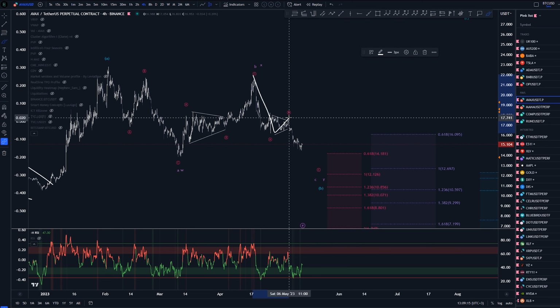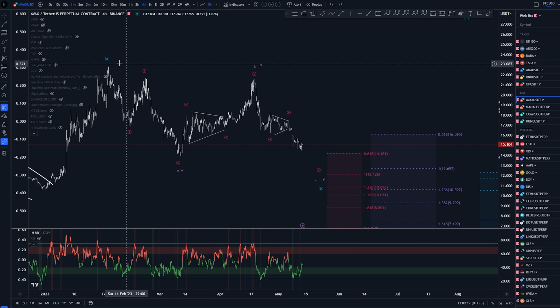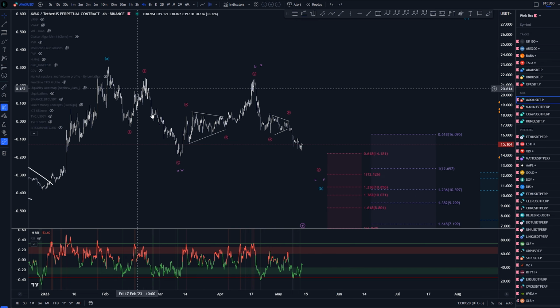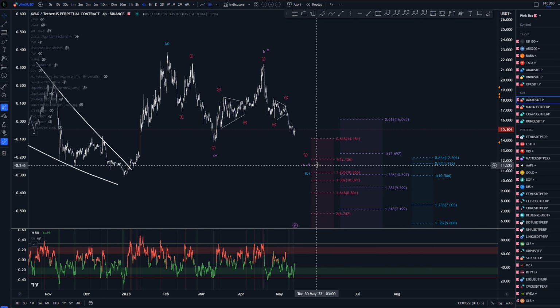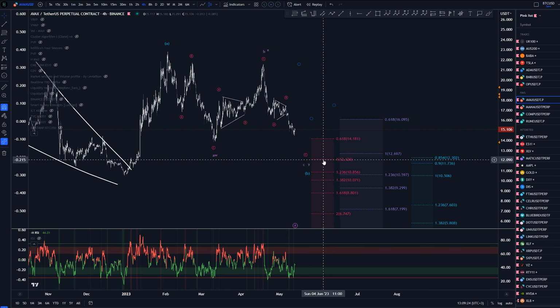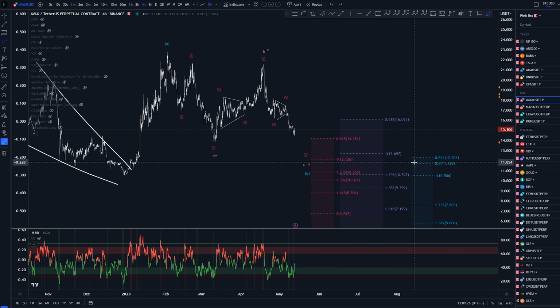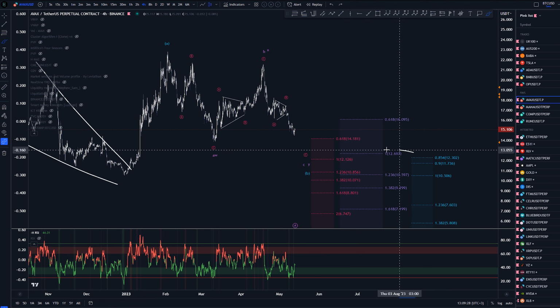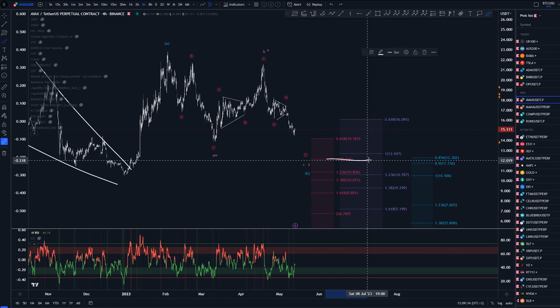Having this coming down in 3 waves looks best at the moment. That's why I have it as a WXY or an ABC, it does not really matter overall. Again, the targets are here around $12. This would be around a 90% retracement as well, or 85.4. 12.7 to, well, 12.1 is the key box for me.